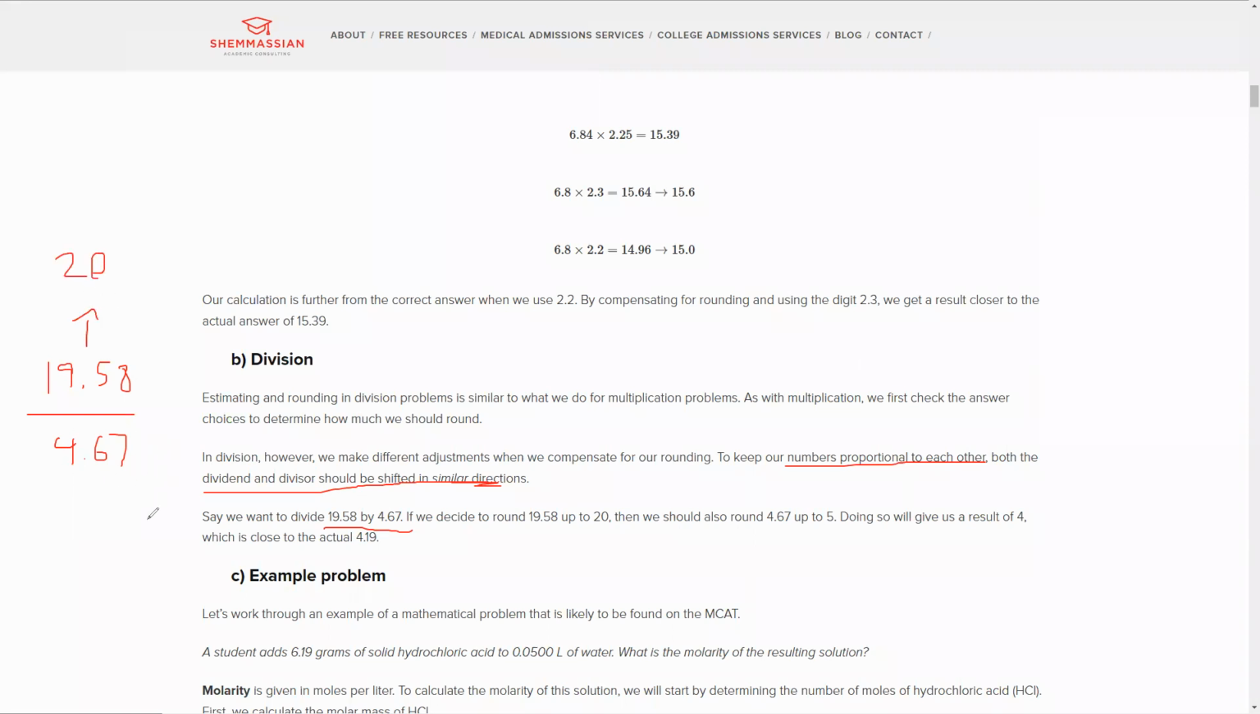Should 4.67 go down to 4 or up to 5? In the case of division, we should go in similar directions. So we bump this up to 5. And then we have 20 divided by 5, which is lovely. Then we have our 4, right? And what is the actual answer for 19.58 divided by 4.67? The actual is 4.19, right? So this is how we want to do that. Again, with multiplication, you want to go the opposite way, one down, one up. For division, you want to go both up or both down when we're rounding.